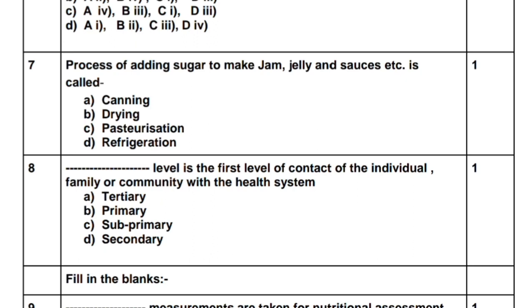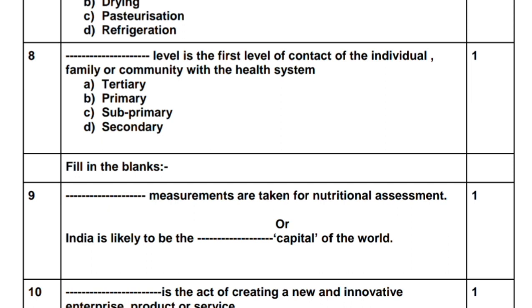Next question number 8. Dash level is the first level of contact of individual, family or community with the health system. Which will be the first step? If it is first, it is understood that this is primary. So it is the primary health system.